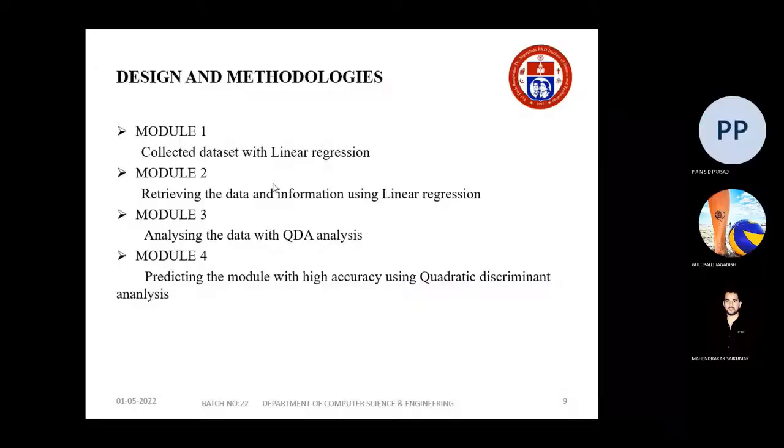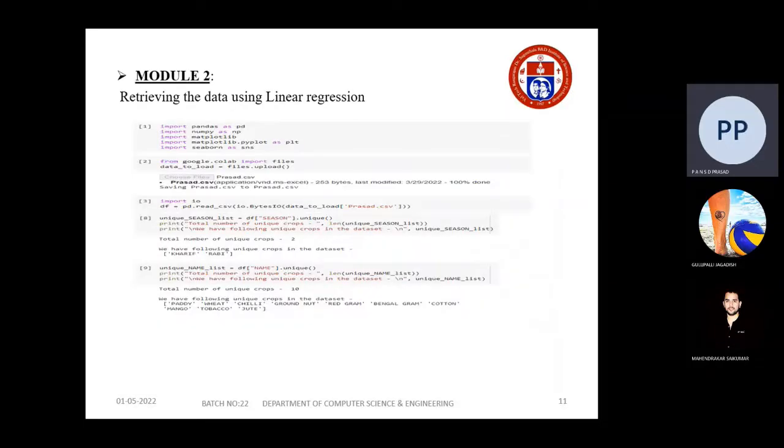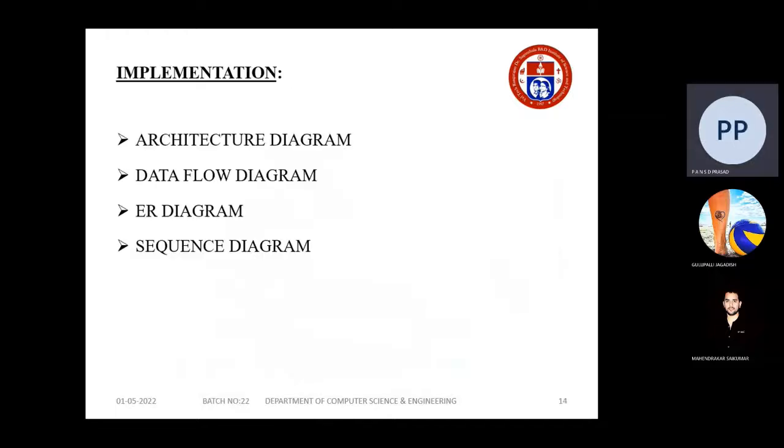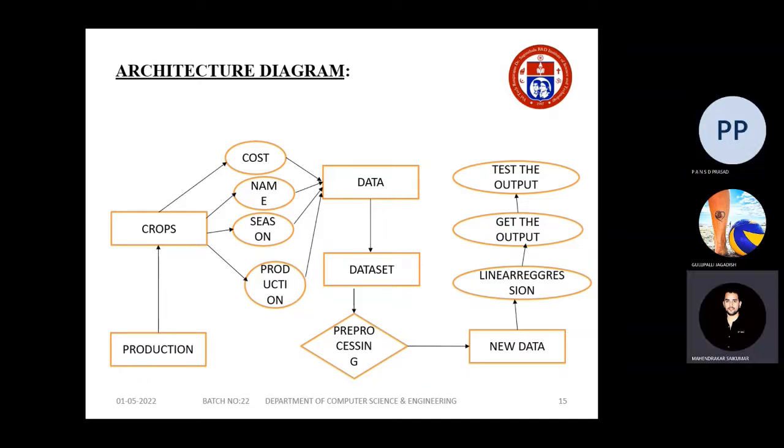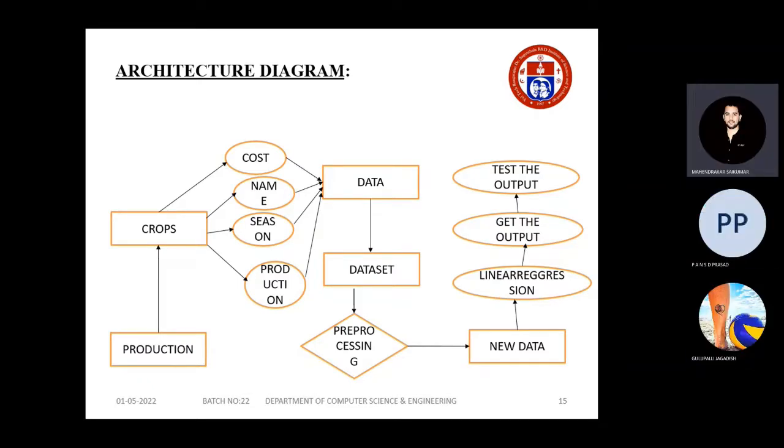Here it is. So we have mentioned the same models in this PPT, the dataset collection and some of the code implementation parts. Now coming to the implementation part, the architecture diagram. In this architecture diagram, we are taking production. In that production, we have given cost, name, season, and production as crops. These all contain the data. The data will be stored as a data set, and the data set will be pre-processed. After the pre-processing, new data will become available.